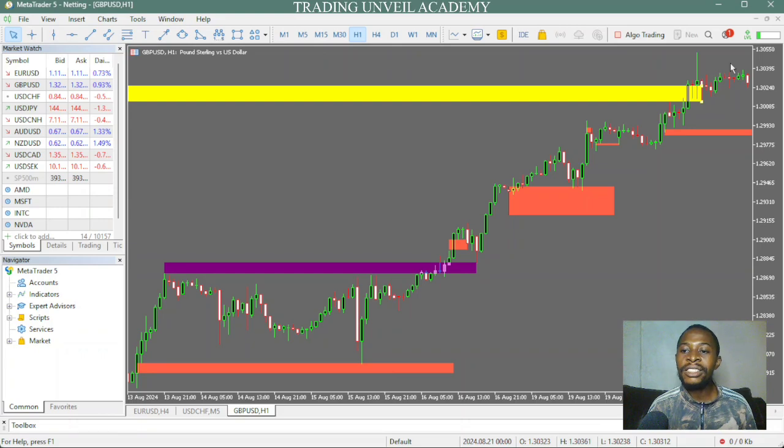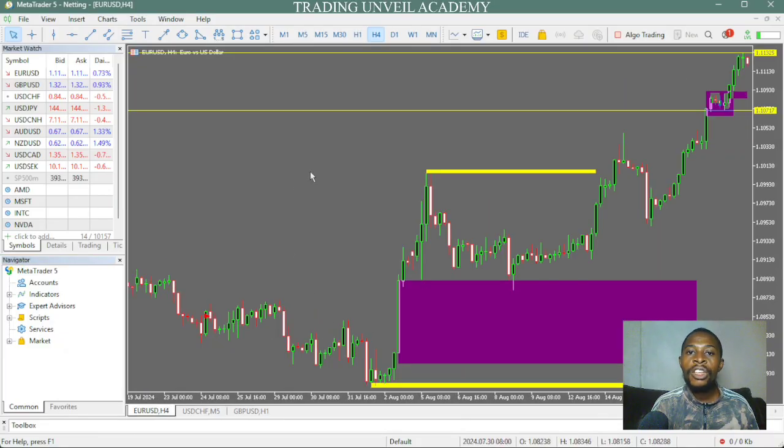So what is targeting? The market is always looking for a balance within structure. Every imbalance you see, that is where the market is likely going to. The market is drawn to liquidity and imbalance. That is what the market is always looking for. So let me use another example using Euro USD.